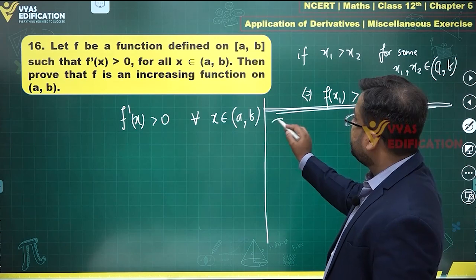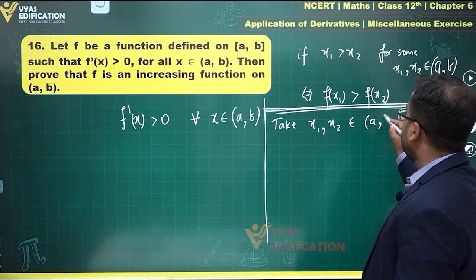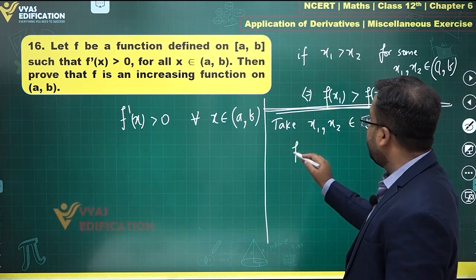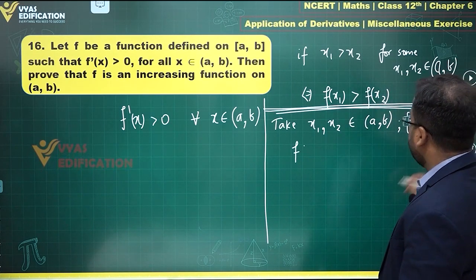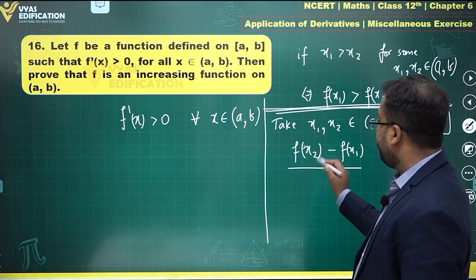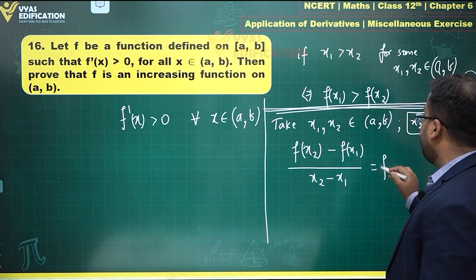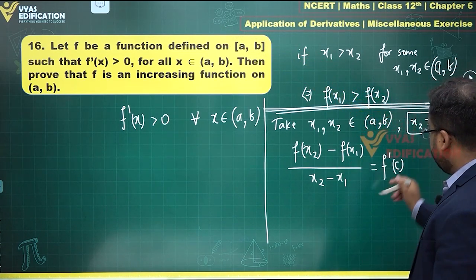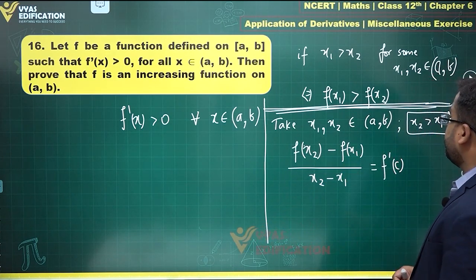So what we can do is take x1, x2 belonging to [a, b]. For this x1 and x2 belonging to this interval, we can say that x2 is greater than x1 as well. So f of x2 minus f of x1 upon x2 minus x1 will be equal to f prime c for some c in the interval (x1, x2).